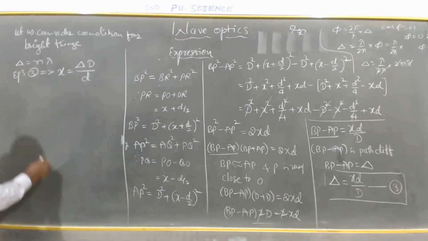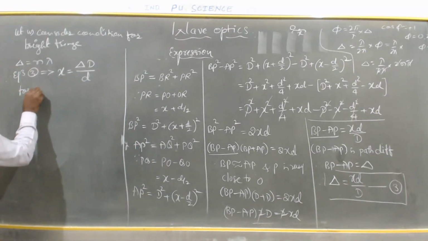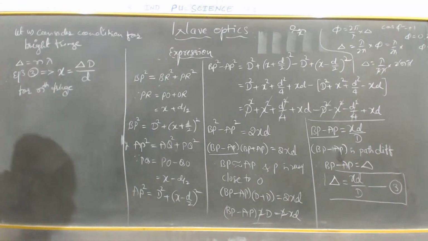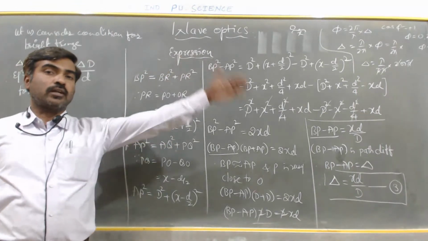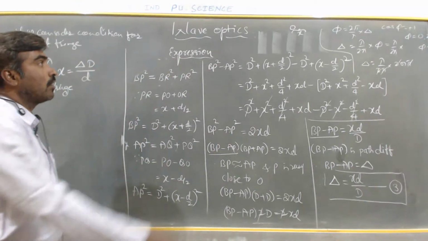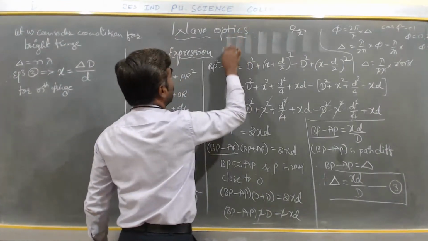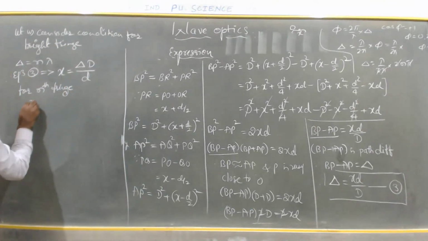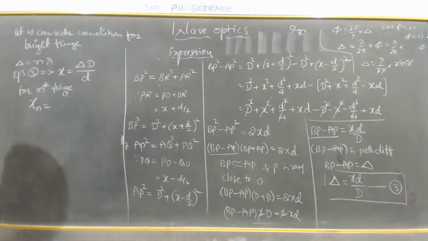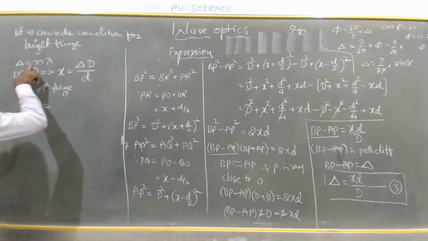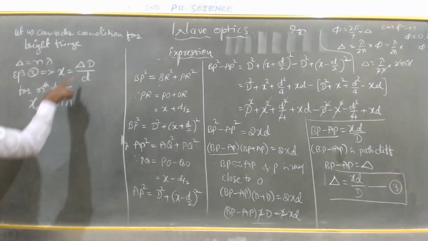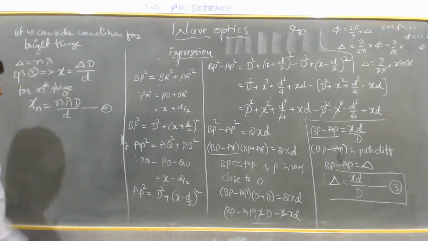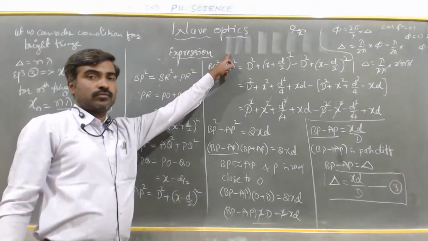For that, I will consider the nth fringe. We don't know exactly whether it is the second, third, fourth or 100th fringe, so I am taking the nth fringe. Whichever you consider, that is the nth fringe. For the nth fringe, we can write xn equals, with delta value n lambda, n lambda into D divided by d. Let us consider this equation 4.